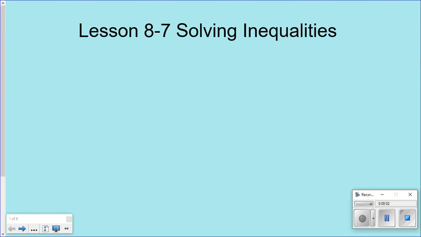So lesson 8-7, we're almost done with this section, with this chapter, I guess I should say. You did this last year. Last year we split it into 2 days: solve inequalities by adding and subtracting, and then solve inequalities by multiplying or dividing. So this is nothing new to you. You've done this before. And if you remember how to solve an equation, you know how to solve these.